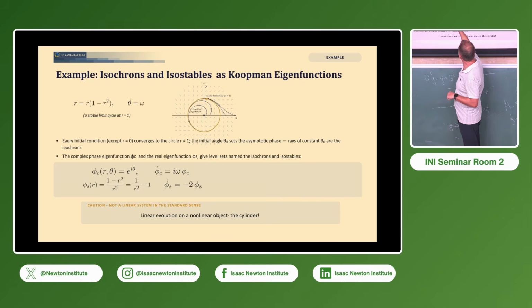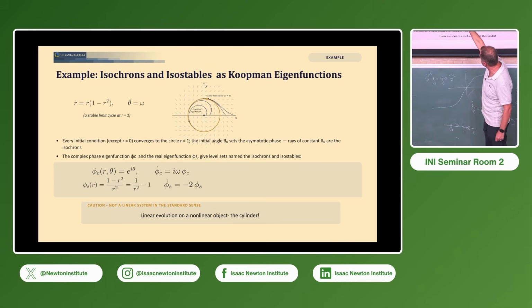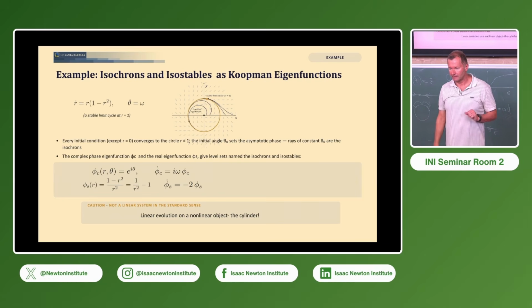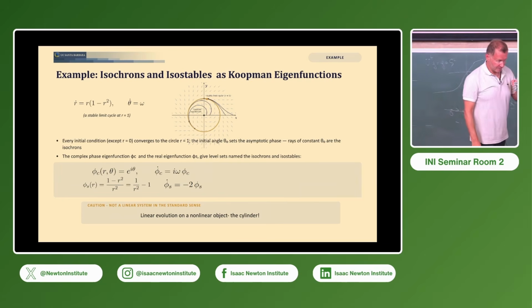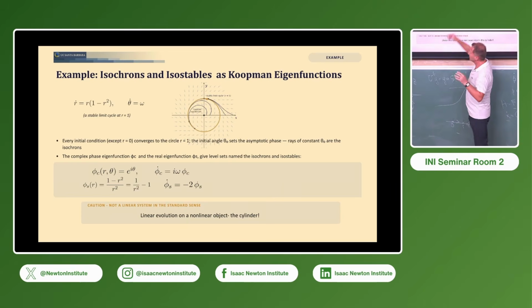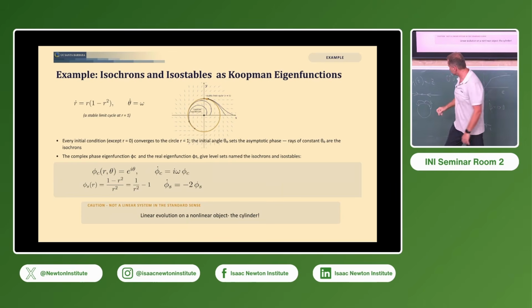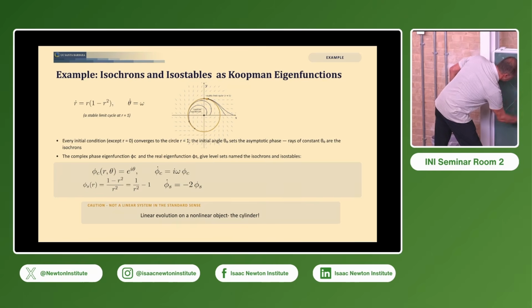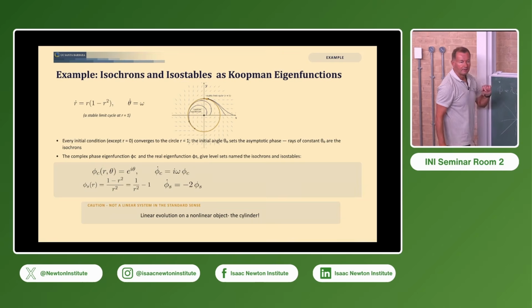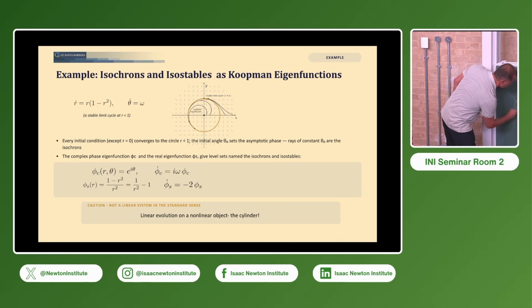And then you get phi c dot is i omega phi c. Very easy to compute, just take the time derivative. Theta dot is omega, and so you get i omega phi c. And then phi s dot is minus 2 phi s. You could say, well, I have phi c complex conjugate as well, but that's going to give you pretty much the same relationship. So you have two eigenfunctions. The level sets of this one are just the rays, that's constant theta. The level sets of the other one are constant r.